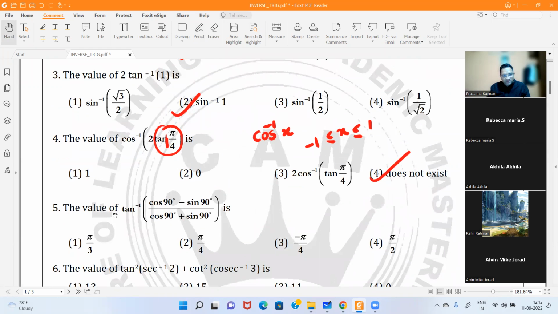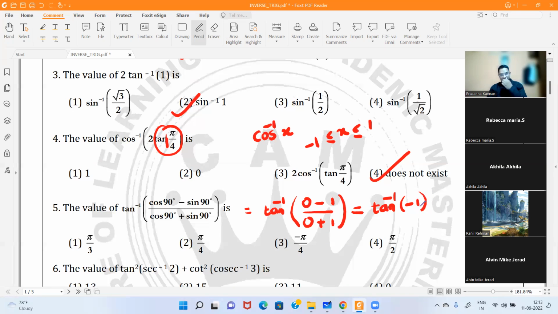Question number 5. What is the value of tan inverse of (cos 90 minus sin 90) by (cos 90 plus sin 90)? Nothing but tan inverse of... What is cos 90? Cos 90 is 0. What is sin 90? 1. So this becomes tan inverse of (0 minus 1) by (0 plus 1), which is minus 1 by 1, that is minus 1.